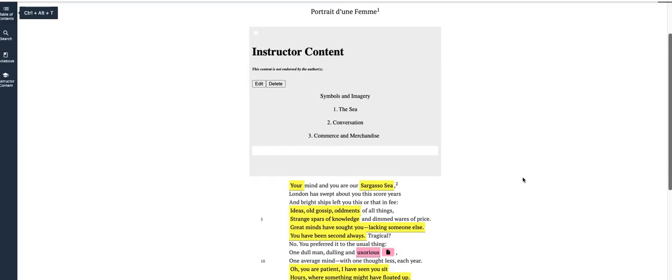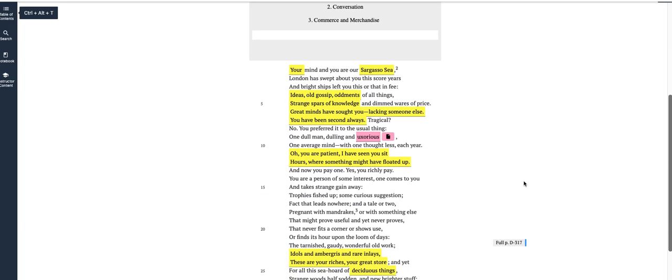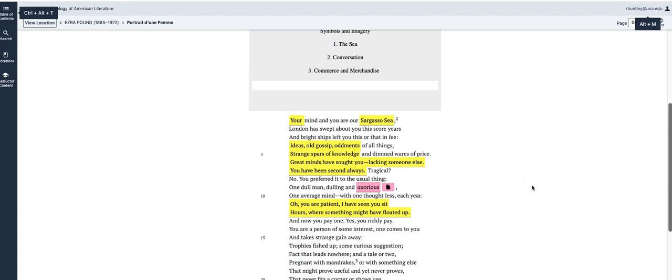We have our major symbols and imagery, right, which we will address as we go through the piece, but we have the sea, very importantly, the Sargasso Sea. We have conversation and this idea of commerce and merchandise, right, of an exchange of something one way or another, right? So the most important thing to start off with is our Sargasso Sea first line, right?